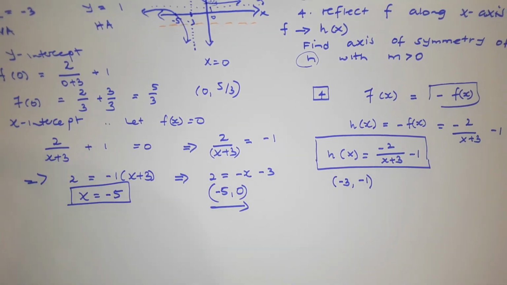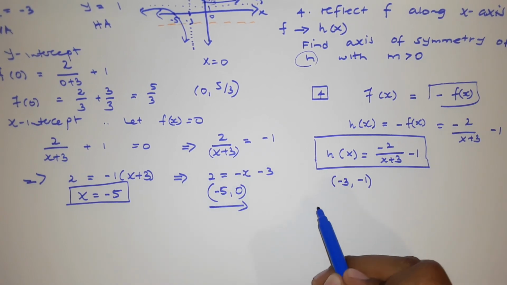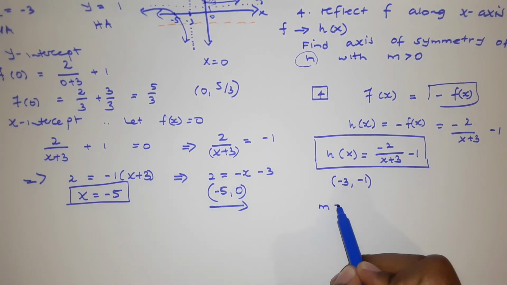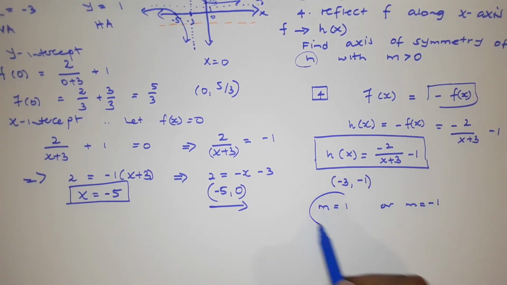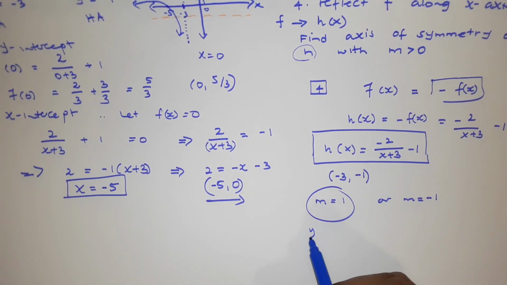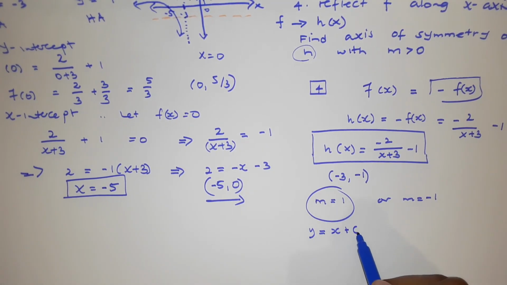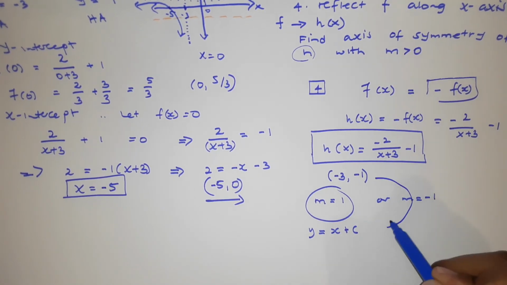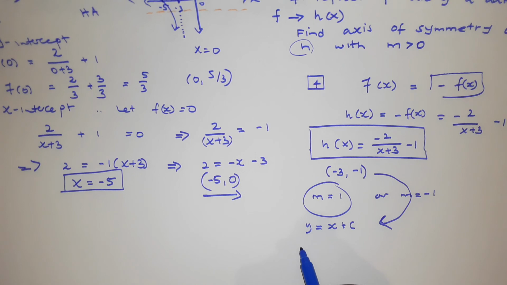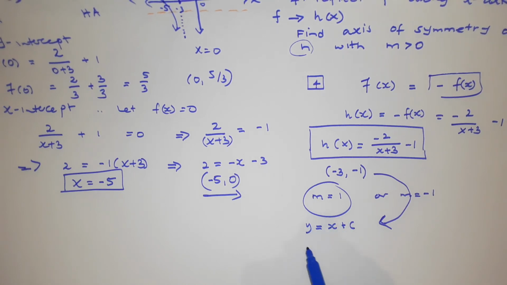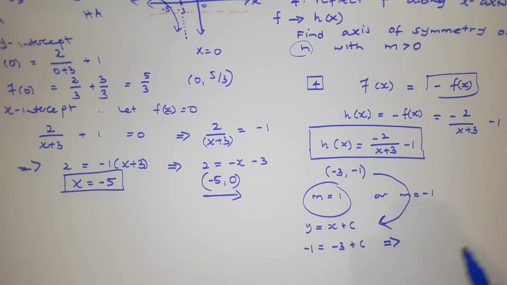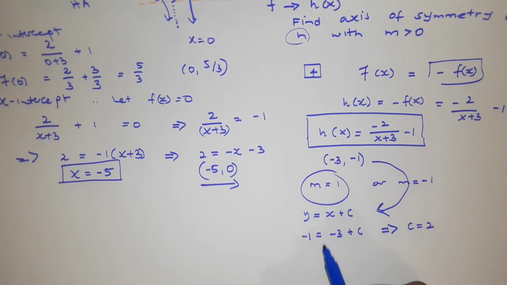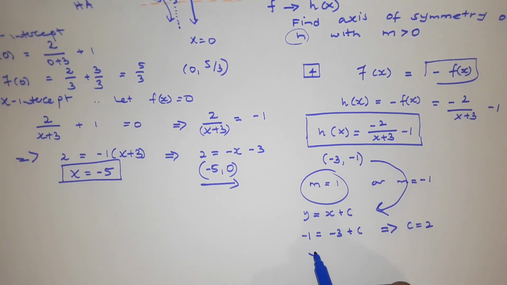To find the axis of symmetry, we know that the gradient is equal to 1 or might be -1, and this is the one we're interested in. So we've got y is equal to x plus c. Now we substitute this point into the equation: y is -1 equals x is -3 plus c. This means that c is equal to 2. Hence, the axis of symmetry with a positive gradient has equation y is equal to x plus 2.